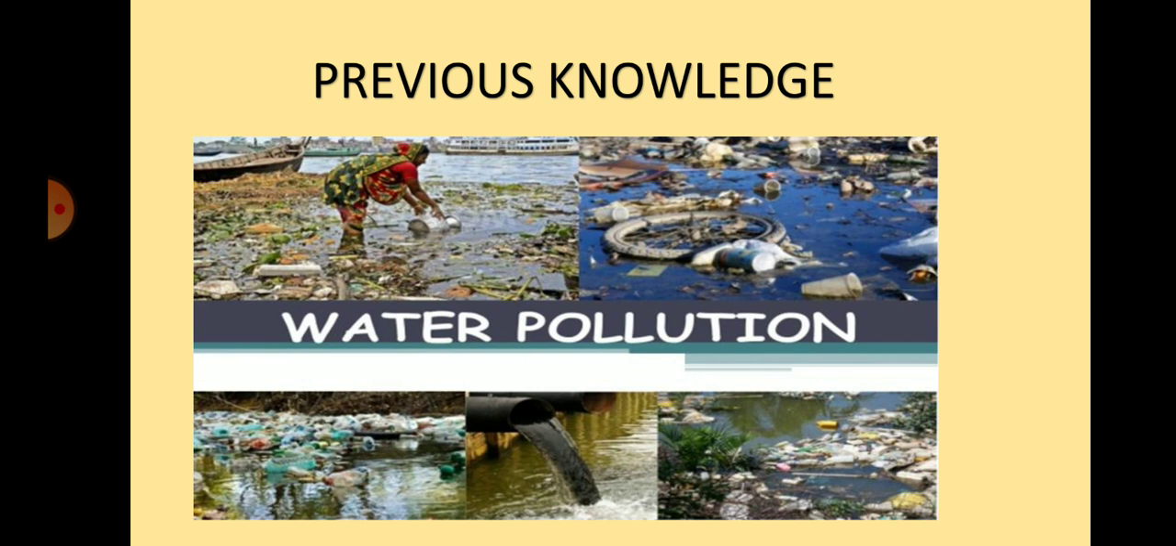Children, in our previous class you have learnt about water pollution. Water pollution occurs due to various human activities like disposal of garbage in the river water, disposal of industrial waste and sewage in river water, and many other human activities. Water pollution can kill the animals that live in water. It can also cause various diseases in human beings.